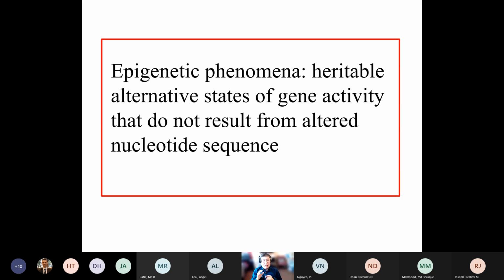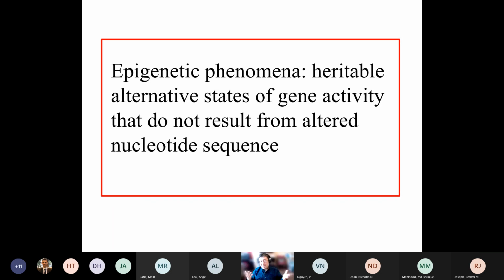The second point is about alternative states of gene activity, or shall we say whether a gene is expressed, and how high that gene is expressed. In plain words, it's about whether a gene is expressed or how high or how low those genes are expressed. It's always about the expression of genes. The third important point is that epigenetics is not a result of altered nucleotide sequence.